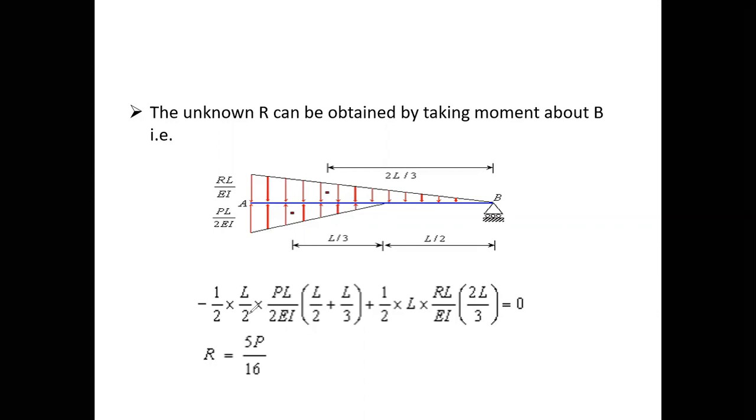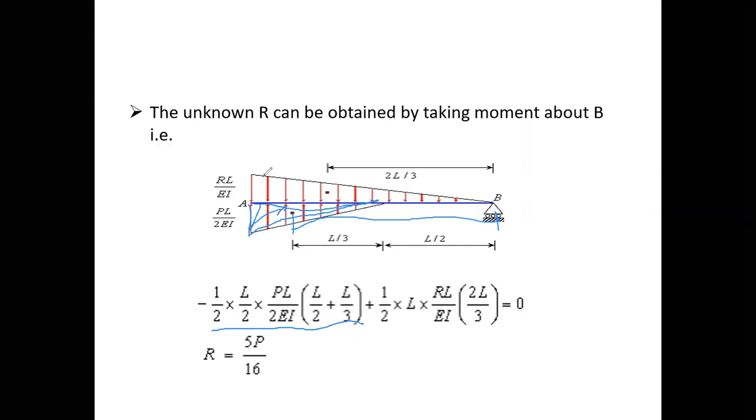Okay, before this we will understand this term first. For this part, half multiplied by the base, multiplied by the height, is the total load. What will be the moment at point B due to this load? This will be the total load multiplied by this distance, and this distance will be L by 2 plus L by 3. L by 3 is this distance and L by 2 is this distance. So L upon 2 plus L by 3.